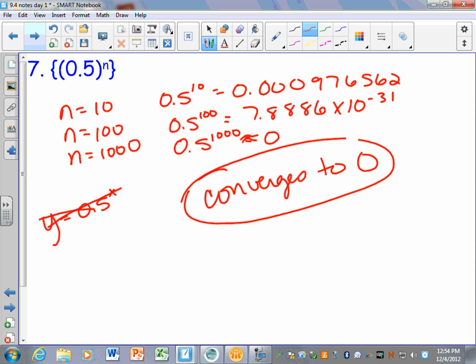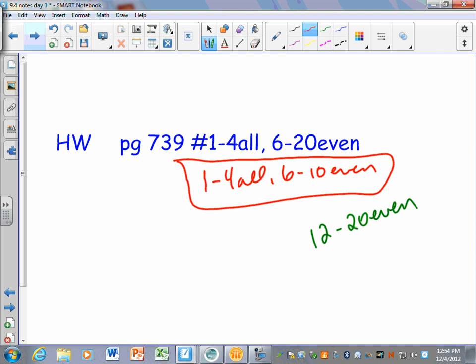So, we have 5 problems left on this. I'm going to write it at the end, but yesterday you should have done 1 through 4, 6 through 10. So today, in addition to day 2's homework, you're going to do 12 through 20 even. We'll write that again at the end of these notes. But anyway, there's 5 problems over converging and diverging, which are pretty easy to do.